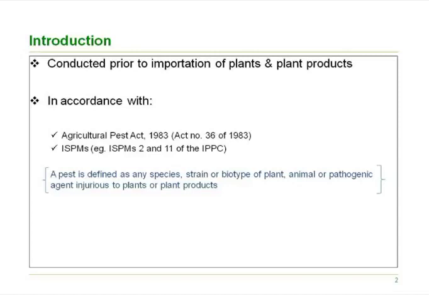It is done in accordance with the Agricultural Pest Act, which is Act number 36 of 1983, which provides for measures by which agricultural pests may be prevented and combated.